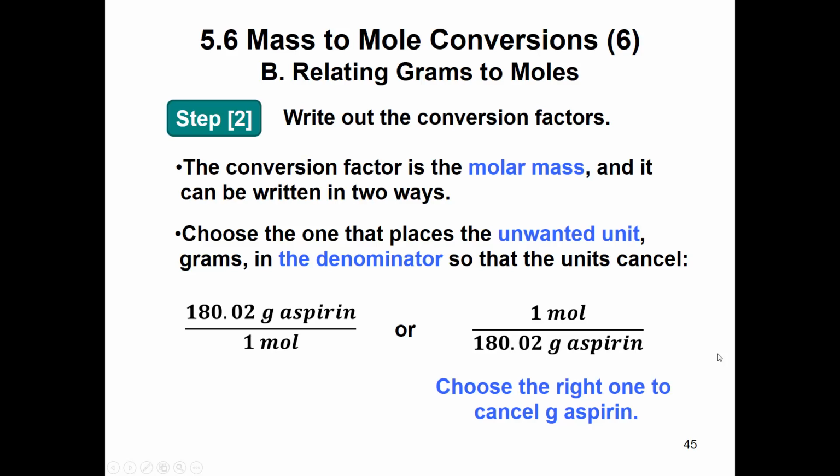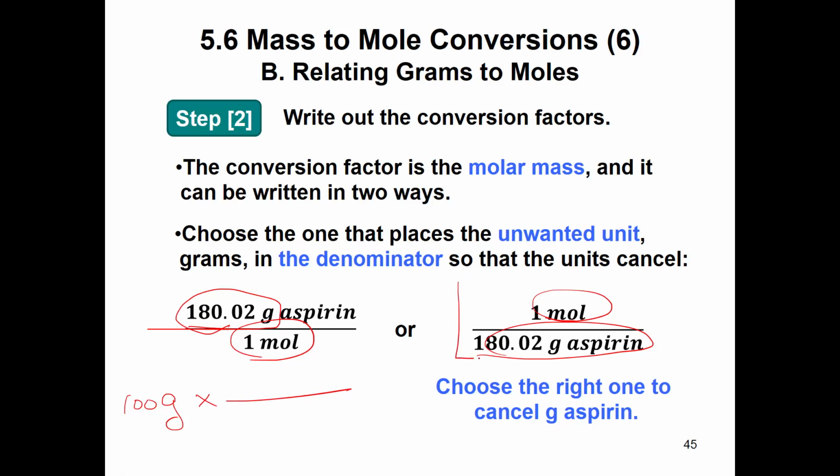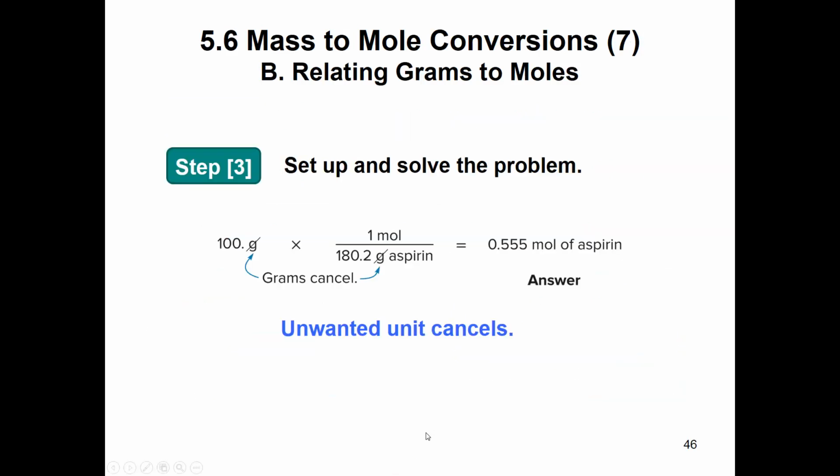So our conversion factor is going to be the molar mass of aspirin, and it told us that there are 180.2 grams of aspirin in 1 mole, or I could write it this way. I know I'm starting with grams this time because it gave me 100 grams. So I know that I'm going to have to write this conversion factor. Why? Because grams will be on the bottom. So when I set that up, I set it up for grams to cancel.